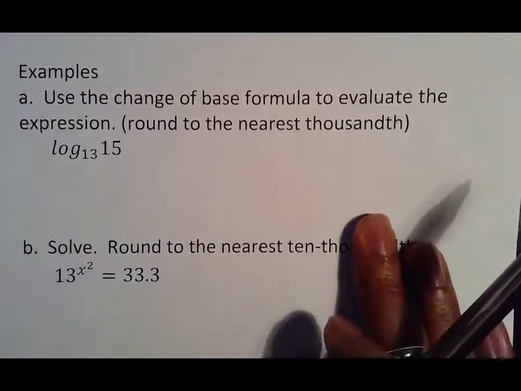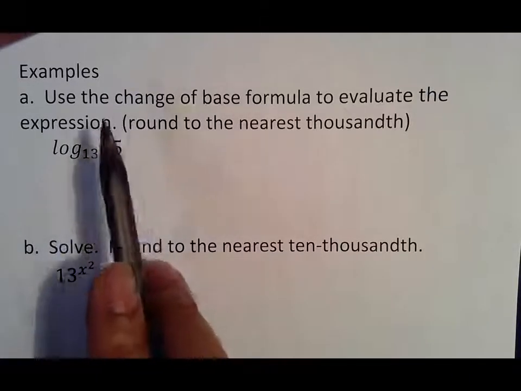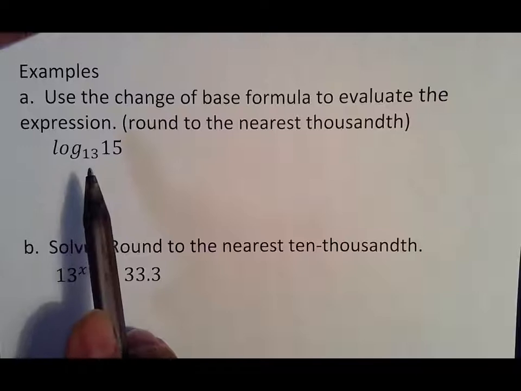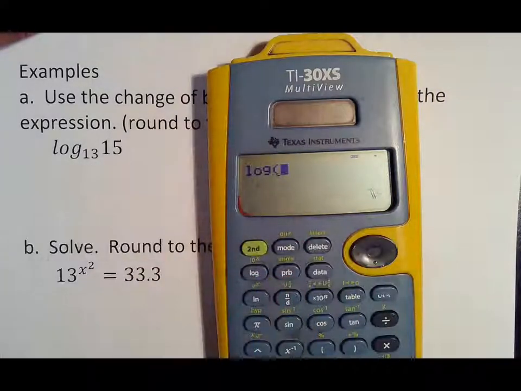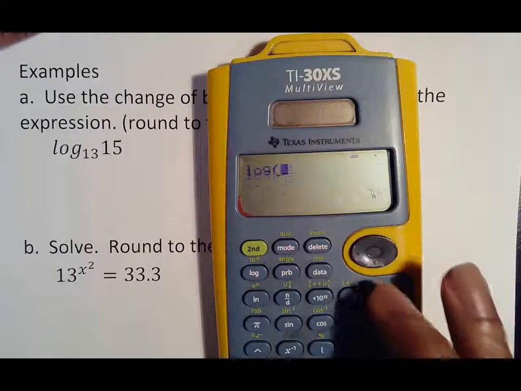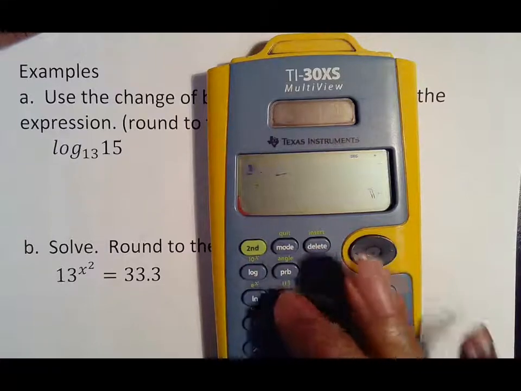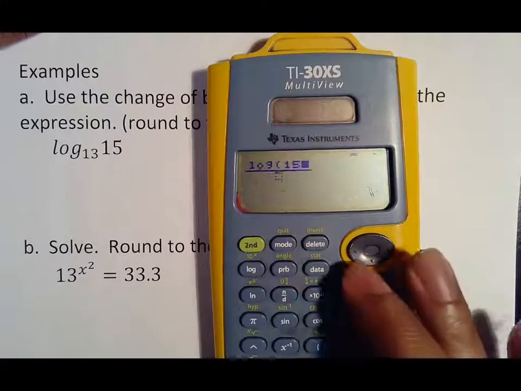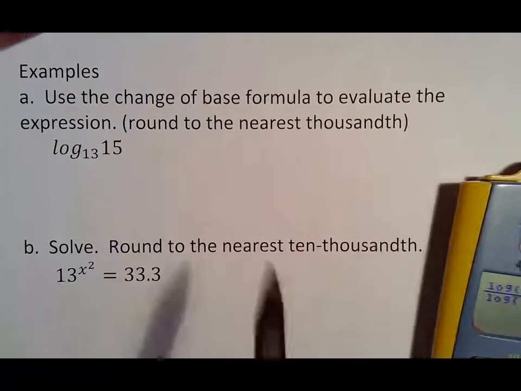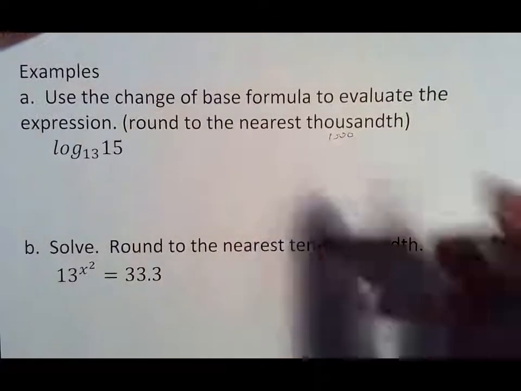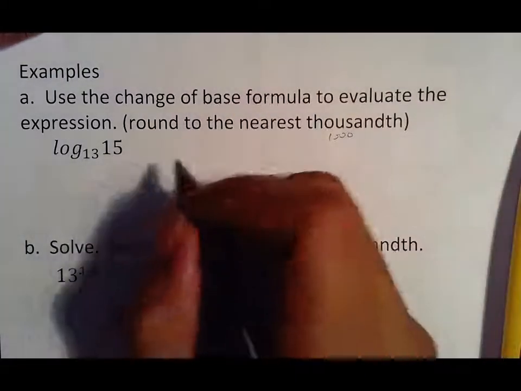So again, this is where your homework is, the easy stuff, or should be the easy stuff once you practice it. Use the change of base formula, rounding to the nearest thousandth. So log base 13 of 15 means put this number on top, because 13 should be on the bottom. So I'll just do it the real way: fraction log 15 over log 13. Thousandth: 1,000 has 3 zeros, so that means we want 3 digits. So 1, 2, 3, which would be 0.056.